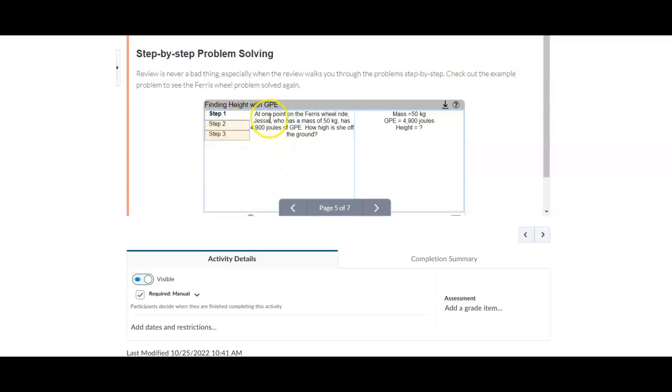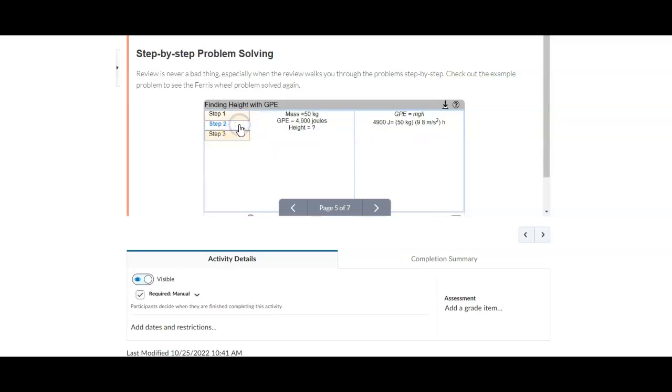So for step 1, it says find the height. At one point on the Ferris wheel ride, Jessie, who has a mass of 50 kilograms, has 4,900 joules of GPE. How high is she off the ground? So now we've got to practice manipulating that formula a little bit to find the height.